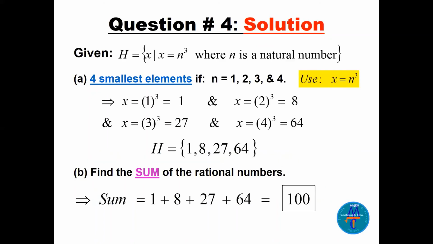So what are the elements in H? 1, 8, 27, 64. These are the numbers in H. Now find the sum, just normal addition: 1, 8, 27, 64, you will get 100.